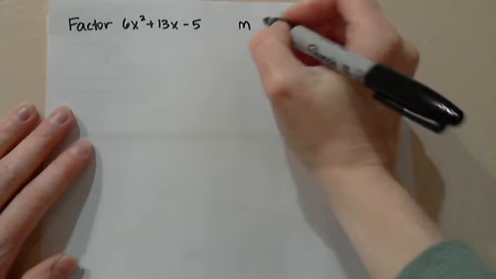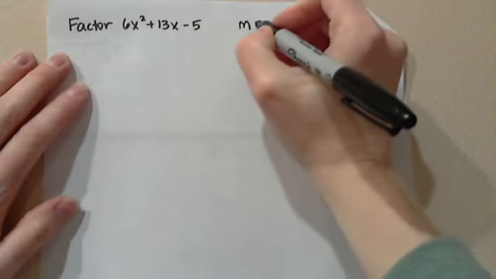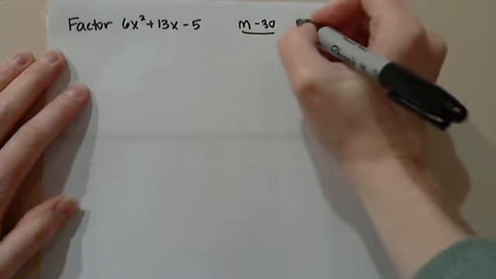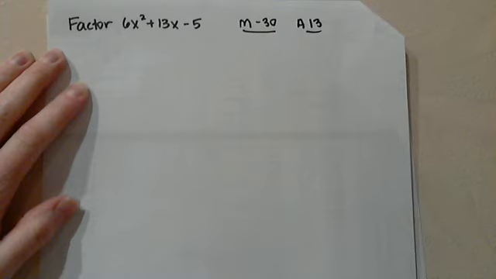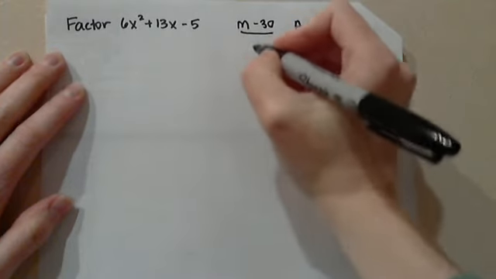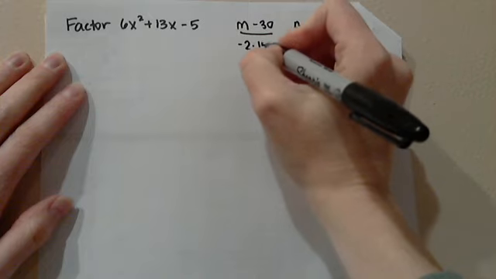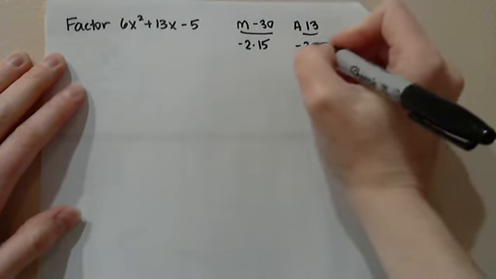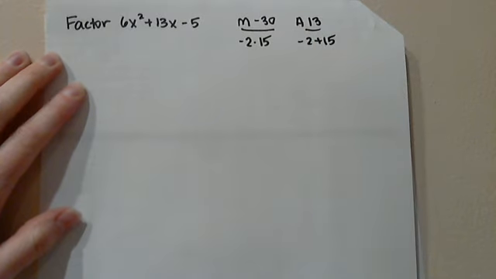That means I'm looking for numbers that multiply to AC. So 6 times negative 5, that's negative 30. And I need numbers that add to 13. So if I think about the numbers for a while, I think that negative 2 times positive 15 will give me negative 30. And negative 2 plus 15 will give me a positive 13 in the middle.